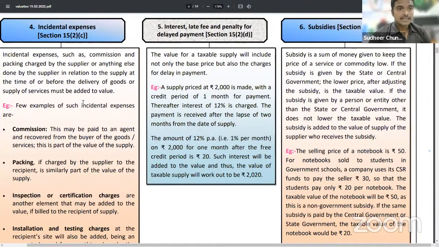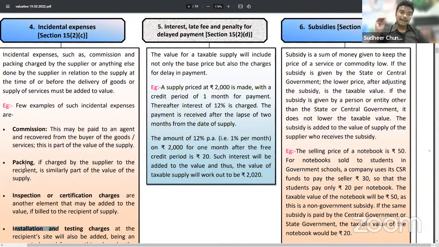Sir, here incidental expenses must be included in the value of the supply. What do you mean by the term incidental expenses? Here, if you see, commission, packing, inspection, installation charges; generally freight also will be charged in the invoice. Whatever it may be, even though for those services you give a separate bill, this will be included in the value of the supply. For example, we are selling 28% goods, sir. Value of the goods is 1 lakh. Along with that, packing charges of 5,000 were being collected. Whether on the 5,000 packing charges 18% GST will be levied?